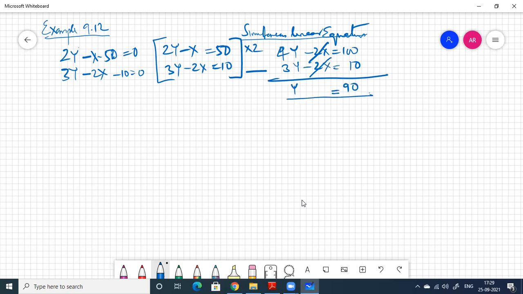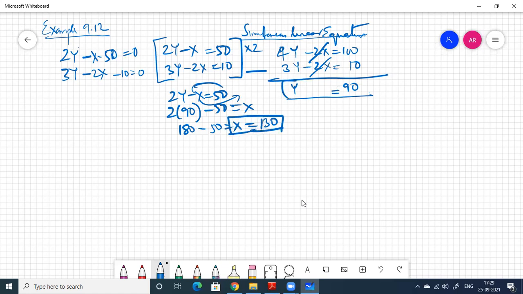Okay. Now you put 2y minus x equal to 50. In that you substitute 90. 2 into 90. Take this 50 this side. Minus 50 is equal to, take the x this side, equal to x. That is 180 minus 50 is equal to x. That is equal to 130. Okay. So x equal to 130, y is equal to 90. This is x bar, this is y bar. So we got the means. Mean x bar is 130, and this is mean y bar, we got 90. First part of the problem is over.